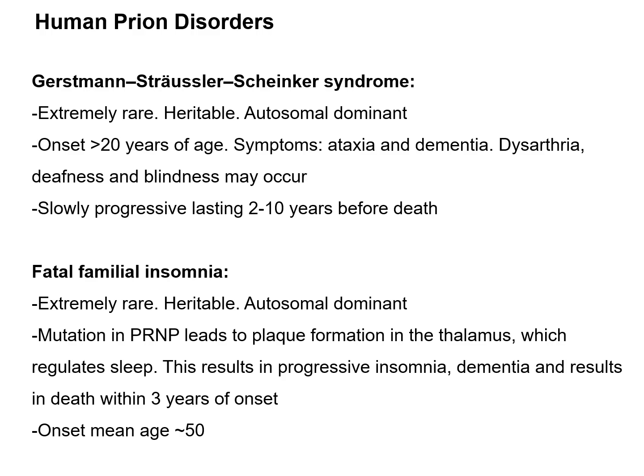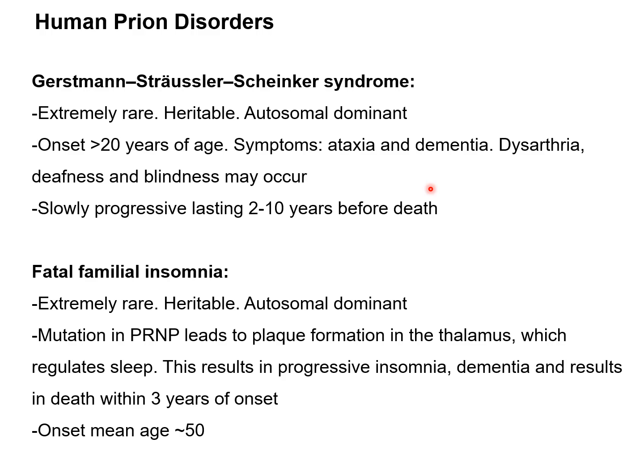The last couple of prion disorders are Gerstmann-Straussler-Scheinker syndrome and fatal familial insomnia. Both of these are extremely rare. They are heritable, that is familial, and they are autosomal dominant. The age of onset of GSS is about 20 years or older. The symptoms here are ataxia and dementia, similar to the others. Dysarthria, deafness, and blindness may occur, so these are not really distinctive symptoms of this TSE. They are similar to symptoms seen in the other TSEs.